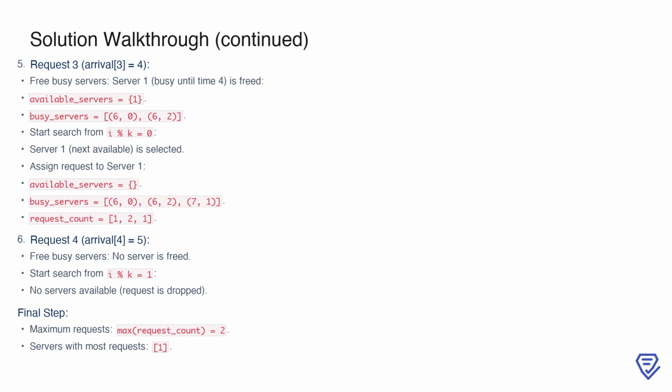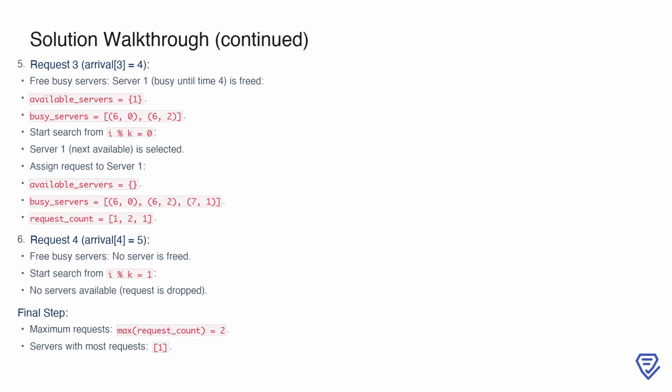The available_servers set becomes empty once more, and request_count now shows that server 1 has handled 2 requests, while servers 0 and 2 have each handled 1. For request 4, which arrives at time 5, no servers are freed since all currently busy servers are still occupied. The search begins from index i%k equals 1, but because no servers are available, this request is dropped.